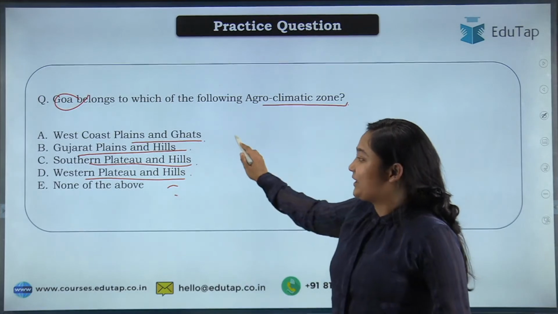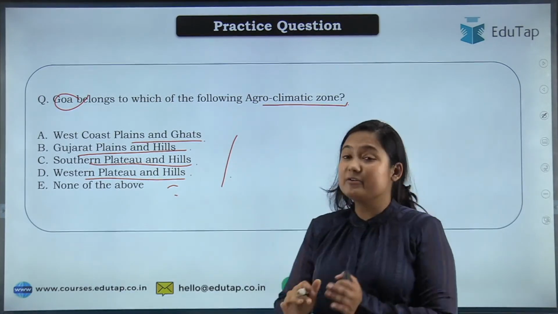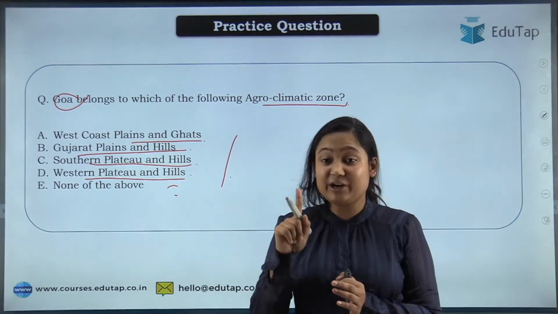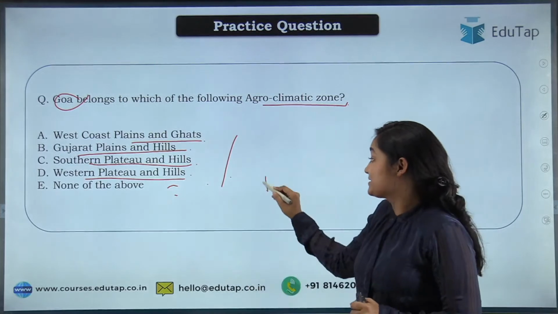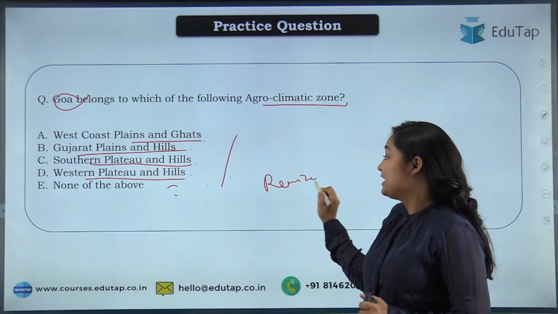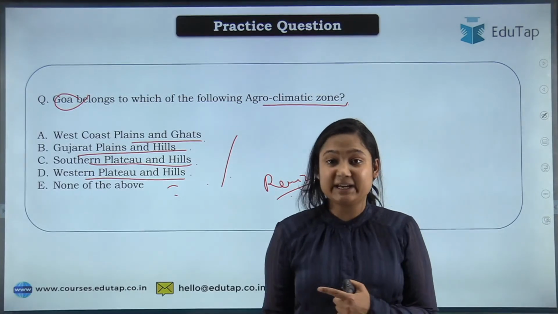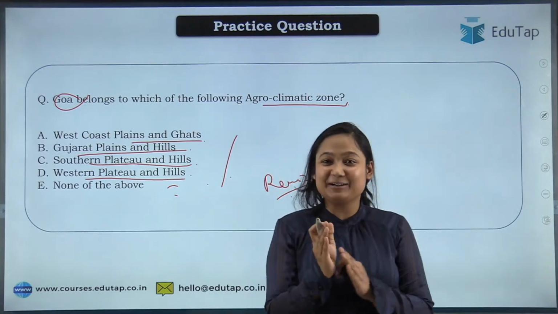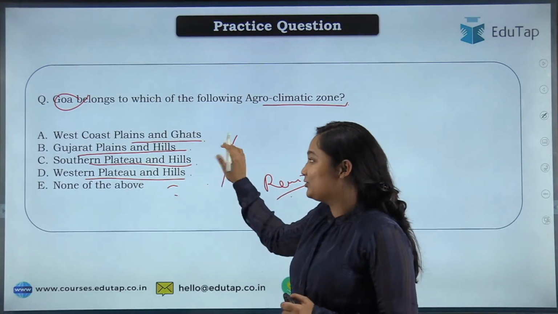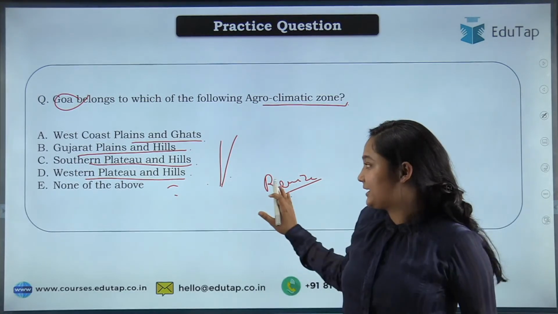So this is going to be quite easy if you have revised it. If you don't know the answer, don't worry, go back, watch the video again and revise it. And I'll again focus on the word revise, because agroclimatic zone is something that you can't cover in one day and one read. You need to revise it again and again. I know it is a little confusing, but you'll be able to guess the answer correctly.